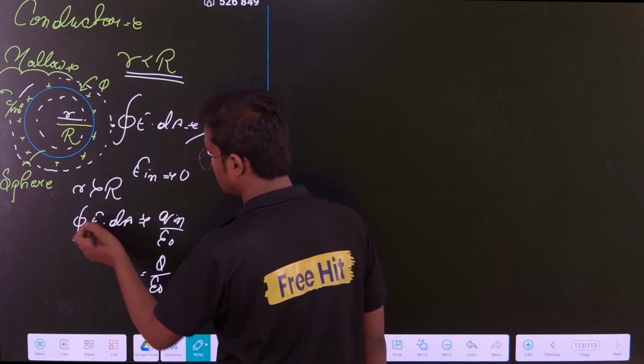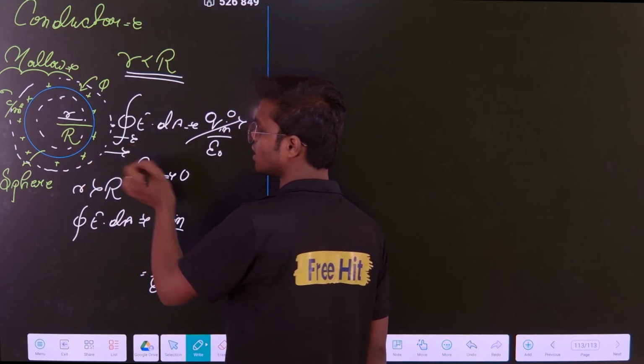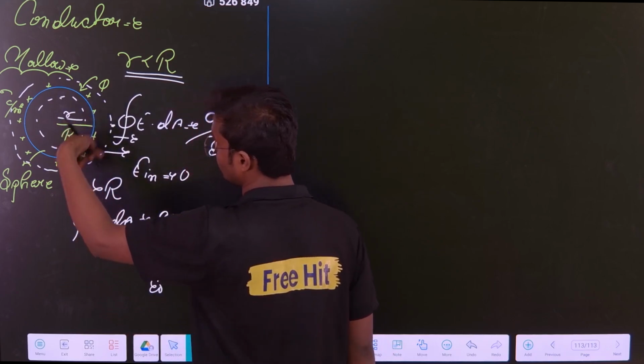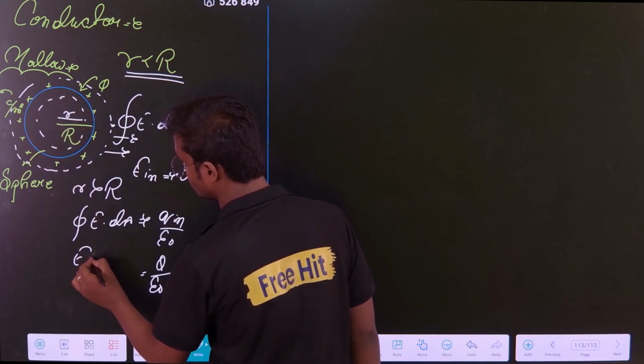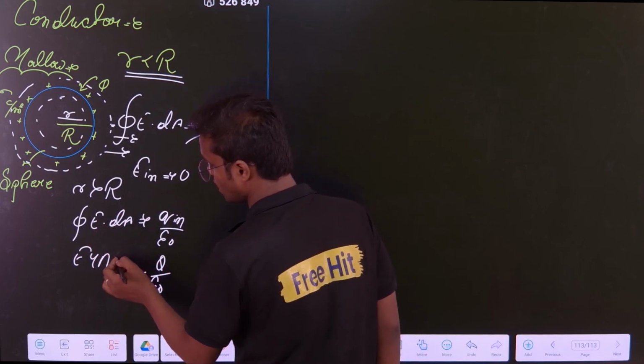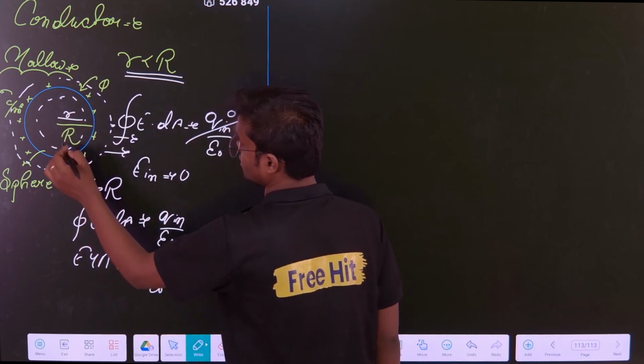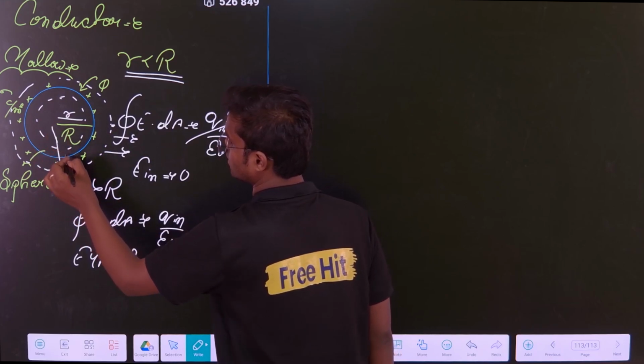Obviously, the dA vector will be like this and the E vector, they both are in the same direction, and E is constant everywhere. So I can directly say E into 4 pi r square. I am not writing these steps, we have done them a lot of times. So 4 pi r square, where r is the distance I am taking from the center, that is small r.